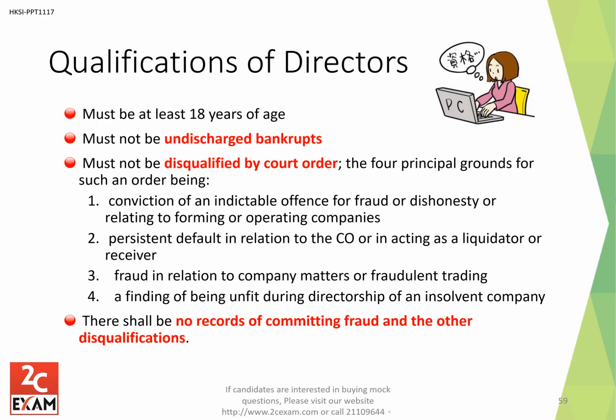What are the qualifications for being a director? Who can be a director? First, you must be at least 18 years old. Second, you must not be an undischarged bankrupt, meaning you have been discharged from bankruptcy. Third, you must not be disqualified by court order. What actions can lead to disqualification by court order? For example, if you have served as a director of an insolvent company, a company with liabilities exceeding assets, and the court believes that you intentionally failed to fulfill your director's responsibilities, or judges that you are not suitable to be a director, then you may be subject to this legal order.